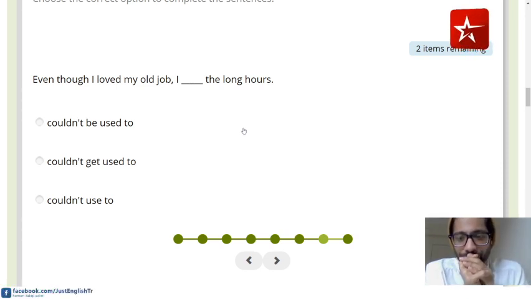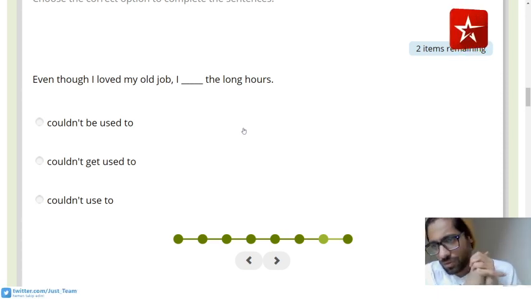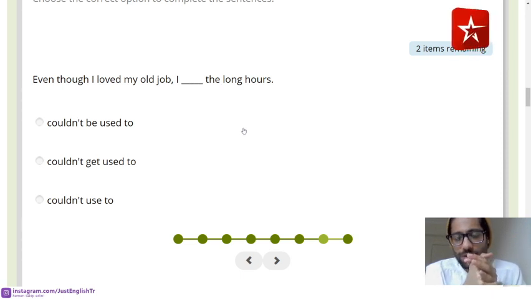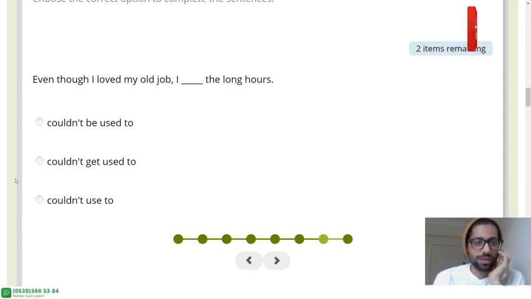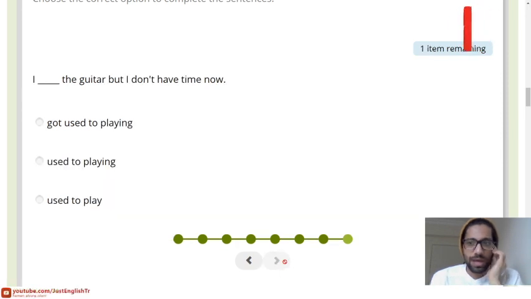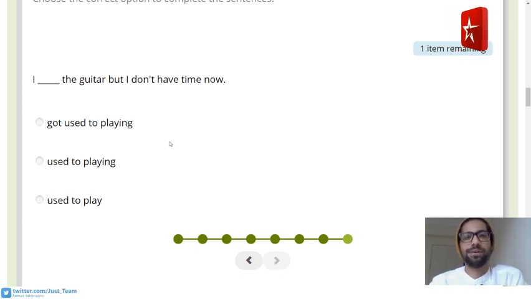What do you think? There is the noun, the long hours. So which one do we use? Which is followed by the noun, pronoun? Which one will we use? Be or get. Be. Okay. Thank you. And here we've got the guitar, but I don't have time now. Okay, something happened in the past and now it changed.